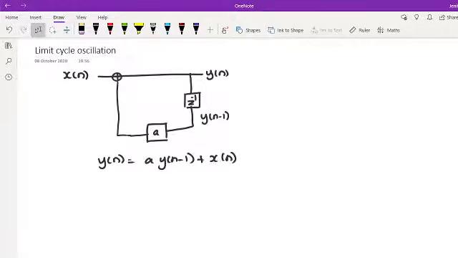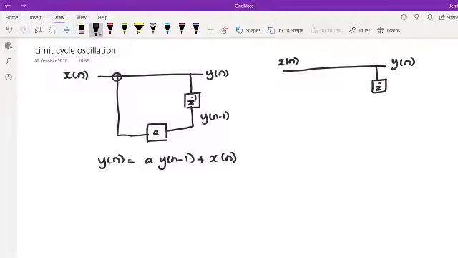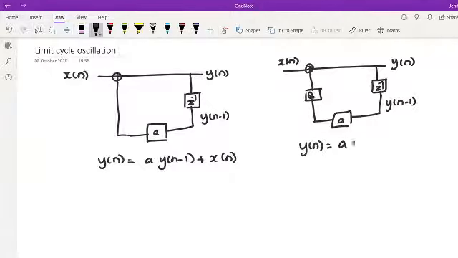I'll select one non-ideal system, that is a non-linear system. That is, I'll select the x of n, that is directly giving that output y of n. I'm taking one time the past data, that is y of n minus 1, and this is again multiplied with a. Once the multiplication is over, immediately the quantization will take place and the quantized values are added with the input and give you the output. So y of n is equal to a into y of n minus 1, and this is going to be quantized and then added with x of n. So this kind of system will produce limit cycle oscillation.